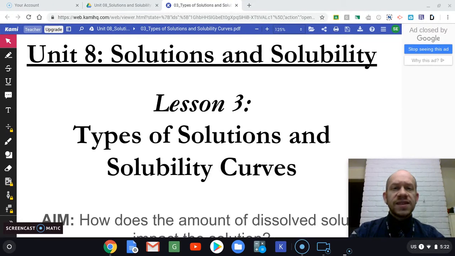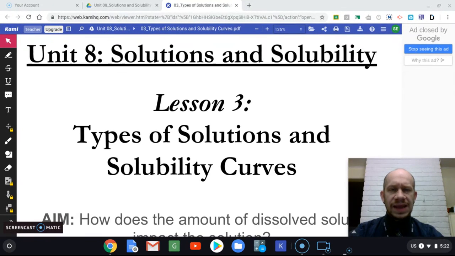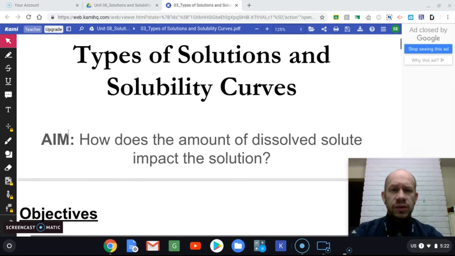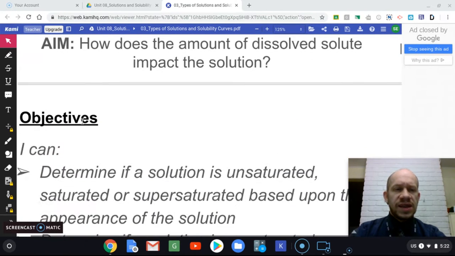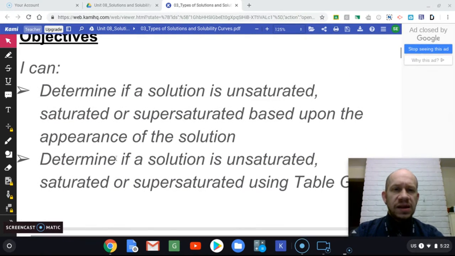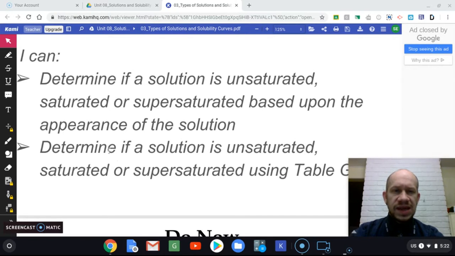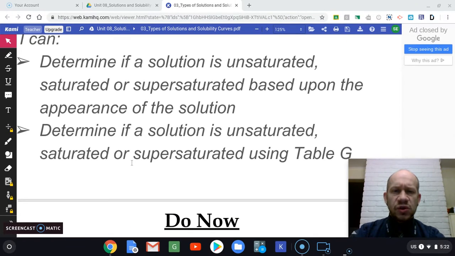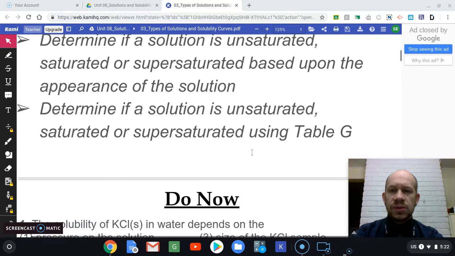This is Unit 8, Solutions and Solubility, Lesson 3, the types of solutions and solubility curves. How does the amount of dissolved solute impact the solution? The objectives of this lesson: I can determine if a solution is unsaturated, saturated, or supersaturated based upon the appearance of the solution. And I can determine if a solution is unsaturated, saturated, or supersaturated using Table G.